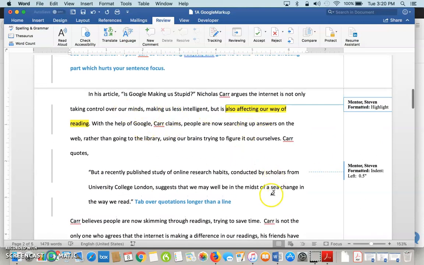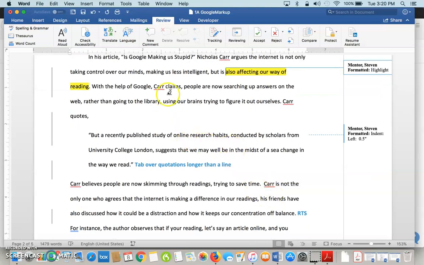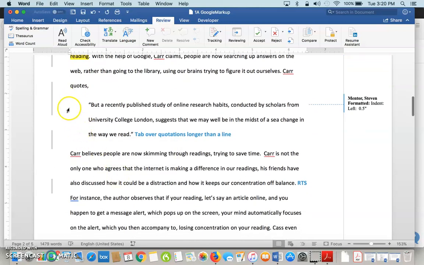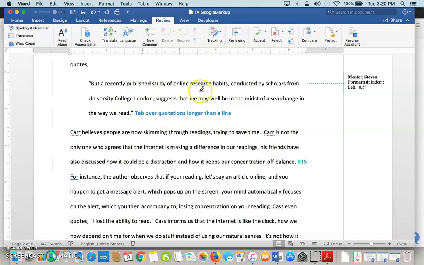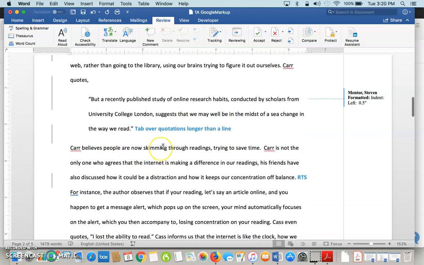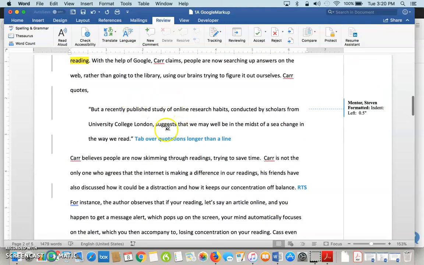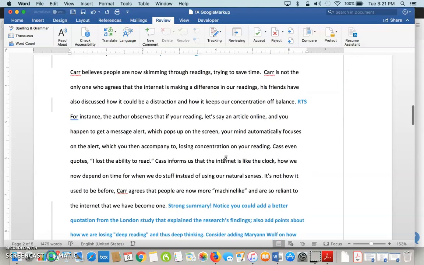This is the summary. So he does a pretty good job of this. Affecting our reading, we could maybe talk about less intelligence also hurting our reading. So get the more negative piece in. When you have a quotation, you want to tab it over like this. So they tabbed it over. And notice the person says, in a recently published study, it suggests that we may be in the midst of a sea change in the way we read. What she really wants to do here is quote Carr on why this University College of London study says that our reading is getting hurt. So you might want a stronger quotation there to make that point. So this isn't the best quotation for that, but it gets kind of going.